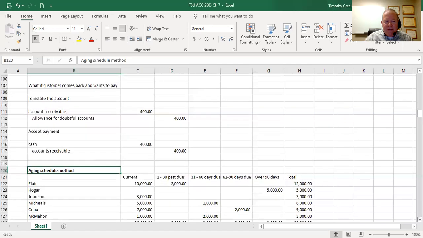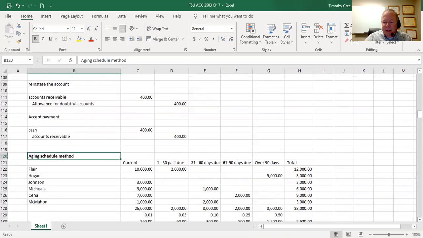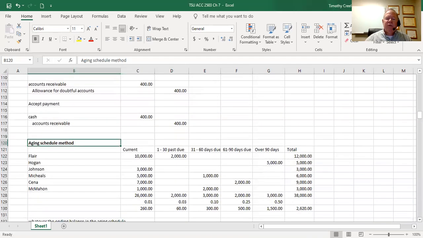So for the aging schedule method, you're actually going to prepare an aging schedule. And a lot of companies prepare an aging schedule even if they don't use this method, because it's a very good way to look at the current customers that owe you money, if they're overdue. And a lot of times accounting will prepare this and give it to the credit department, because it shows them the customers that they need to be contacting and really working on to collect.